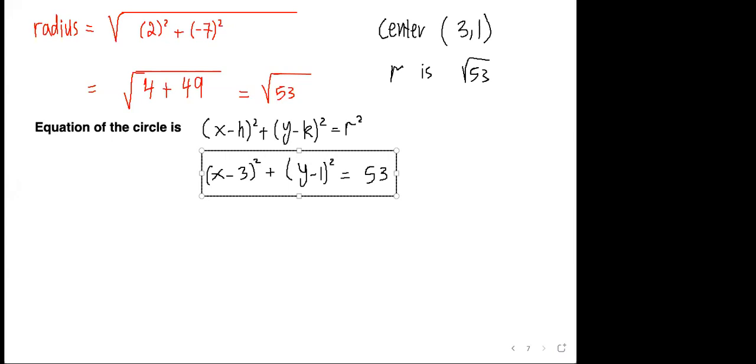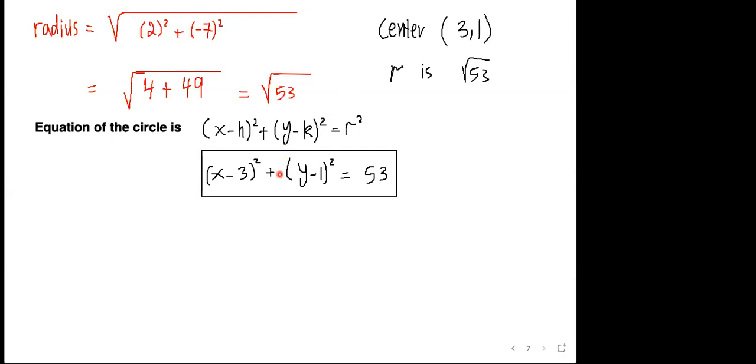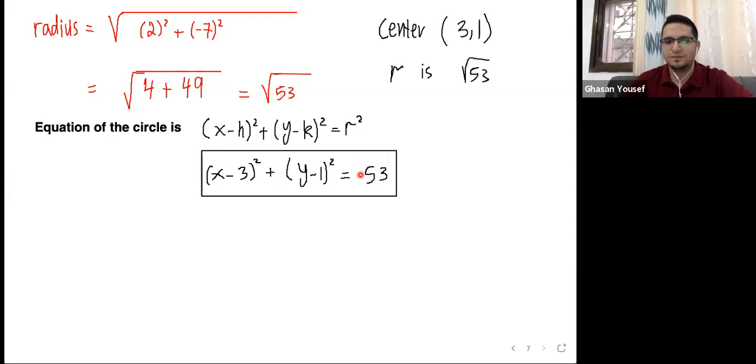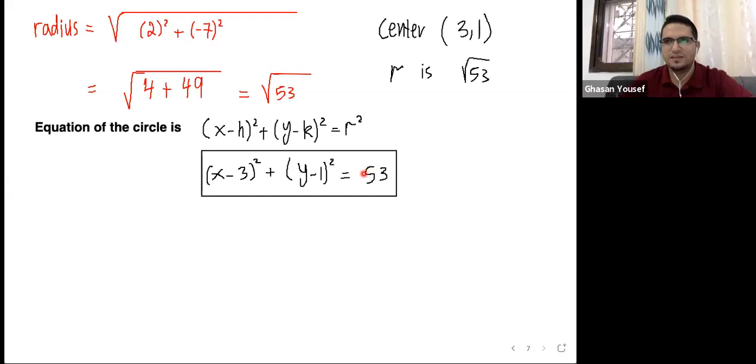Any question? I have a question. Yes, go ahead. Let's say you get a question to graph this final equation that we just wrote. How would you know the radius from the 53? Like, let's say it was 9, you would square root it. Yes, exactly. Then just take the square root.